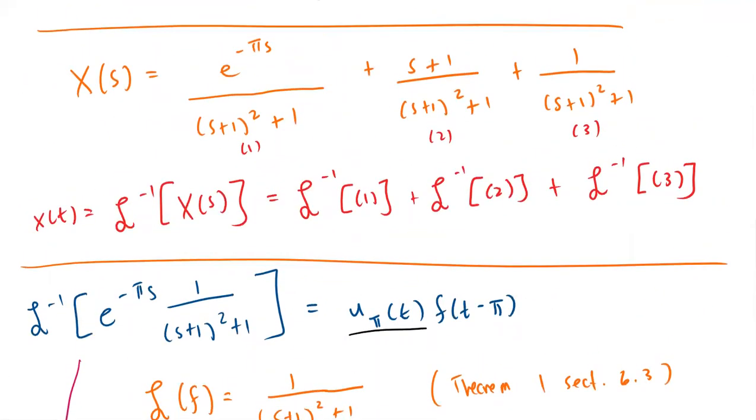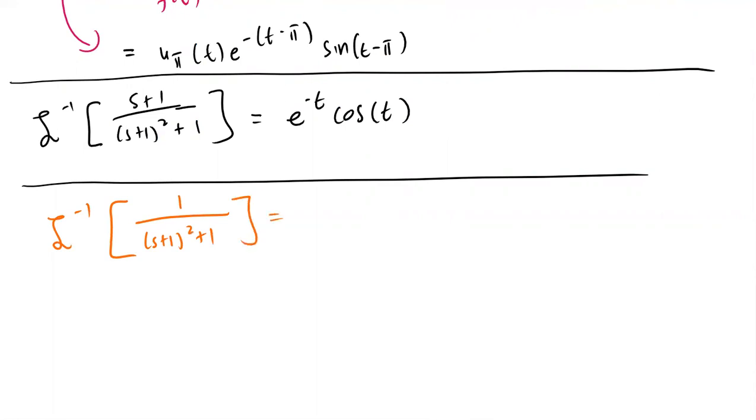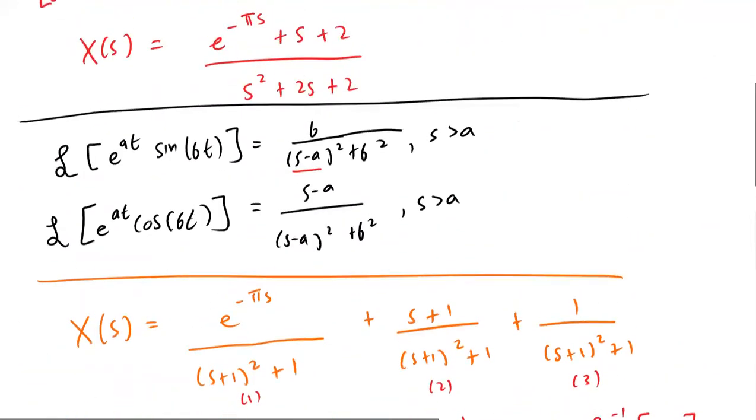Then finally, the last one, now let me change colors so it looks a little bit less monotonous. Looking for the Laplace inverse of just 1 over ((s plus 1) squared plus 1). What is this going to be? Well, again, now we don't want to use the cosine version because we have an s there. And remember, with s's, we can't really move them out.